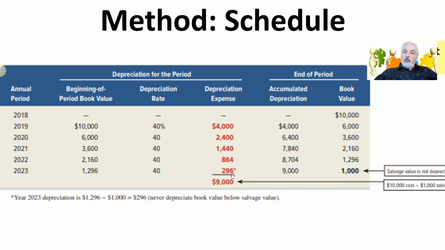Remember, we had a $1,000 salvage value and a $10,000 price. So we can only get to 9,000 in depreciation expense total. So that's why this 296 came into play, not 40% of the 1,296. So we could do up to the 1,296, but 296 was all that was left.